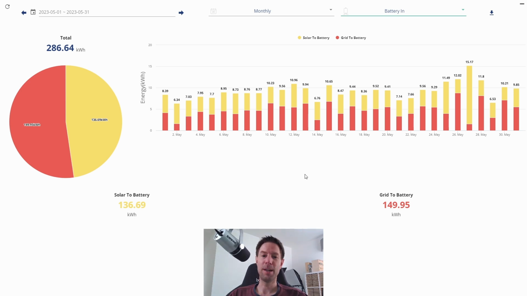So this is me not fully committing to completely charging my battery overnight, and not fully committing to completely charging my battery using solar. I'm sort of splitting the difference. So yeah, that strategy seems to be working okay.